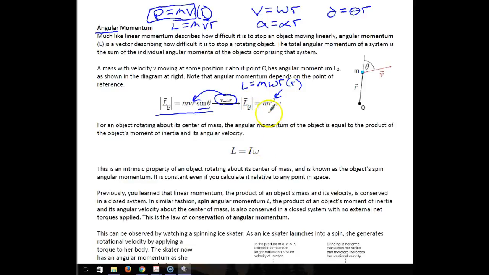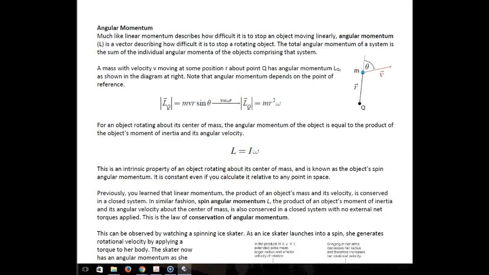There's one more, and if you remember, mr squared is actually the moment of inertia for a point particle, so that's mr squared. So now we can plug I in. So all three of these equations do the same thing, they just have different terms that they use for that. So that is angular momentum in a nutshell.